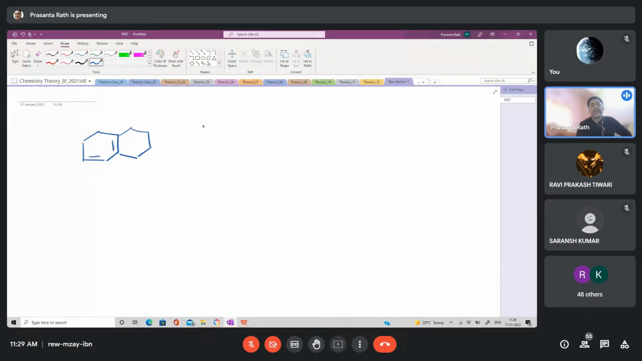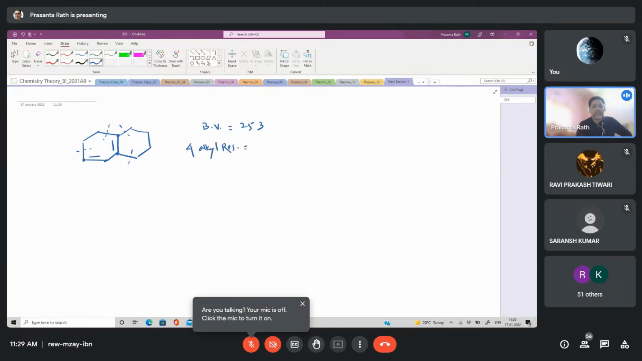So here the basic value is 253, and you can see 1, 2, 3, 4. This is your basic carbon skeleton. So you have to consider all the alkyl residues: 1, 2, 3, and 4. That is 4 alkyl residues, that is +20.